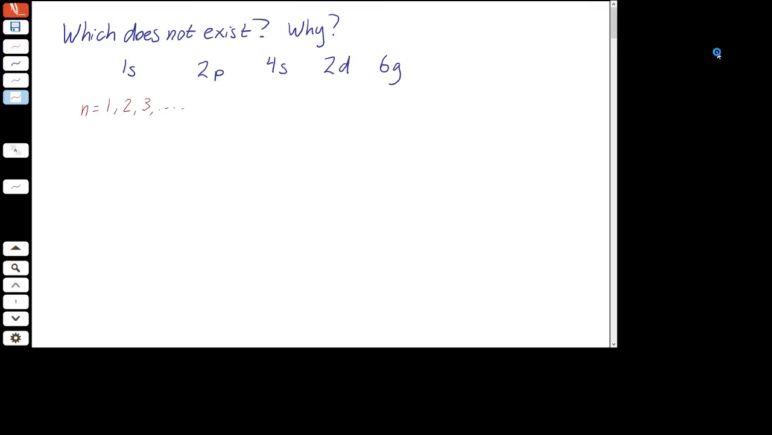Okay. So then we have L. What was the rule for the types of values that L can take? Yeah, it can go 0 to n minus 1. So n specifies the principal quantum level, the main energy level, and then L gives us the type of orbital. And we said that these L numbers correspond to the letters S, P, D, F. And in fact, as Yusuf said, those are the orbitals that we generally consider because those are the ones that have electrons in them in the ground state in our set of 118 elements.